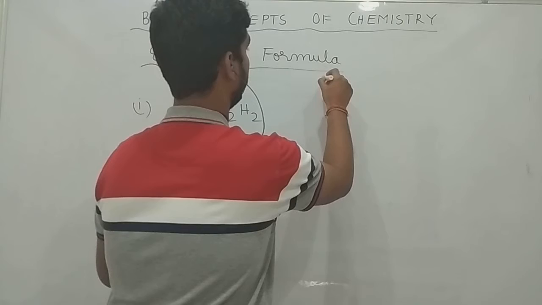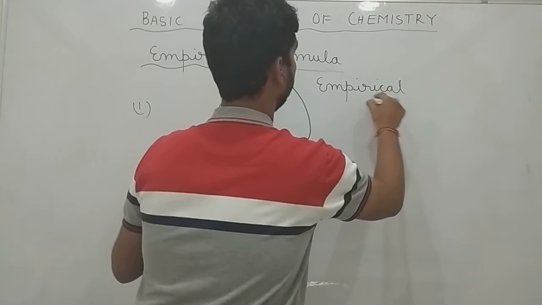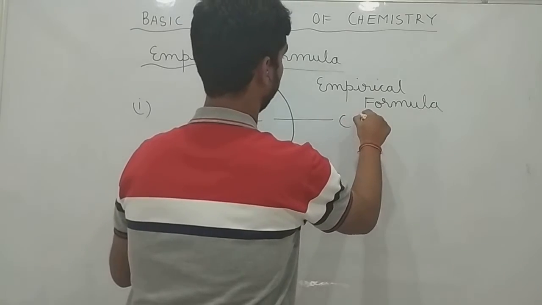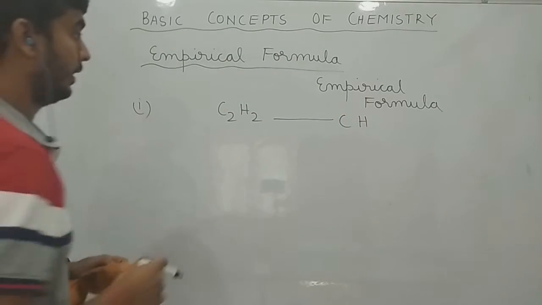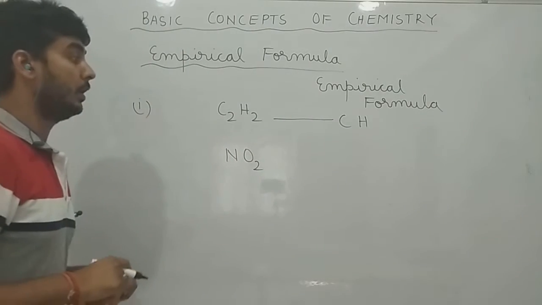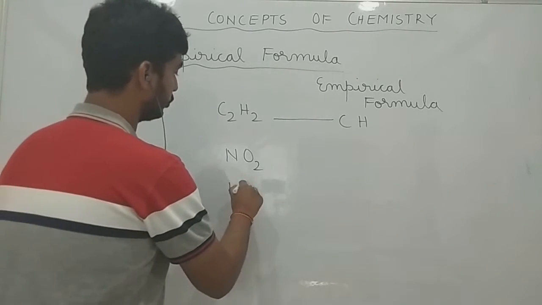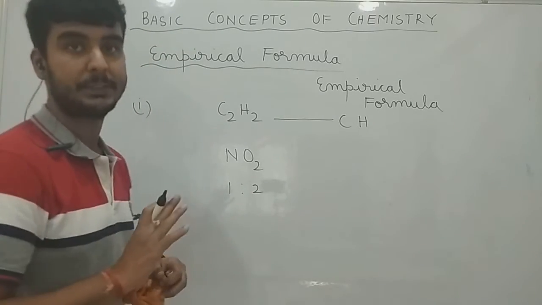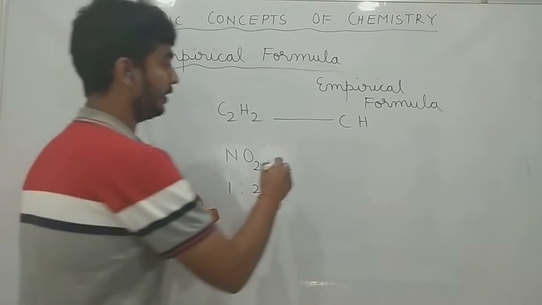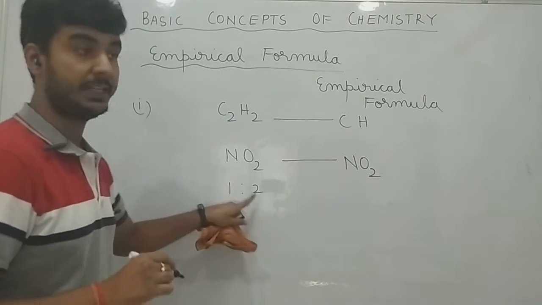Let me write here empirical formula. So the empirical formula for C2H2 will be CH. Suppose let us consider NO2. Now the ratio between the atoms of nitrogen and oxygen present in NO2 is 1:2. Now this is the simplest whole number ratio. You cannot simplify this further. So the empirical formula will be NO2, because we cannot simplify this ratio further.